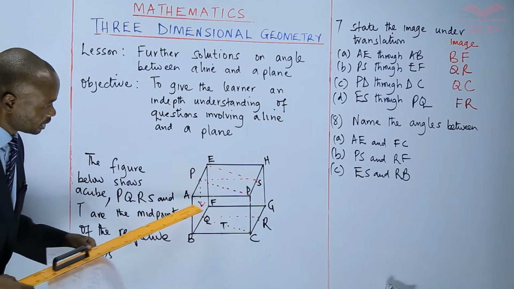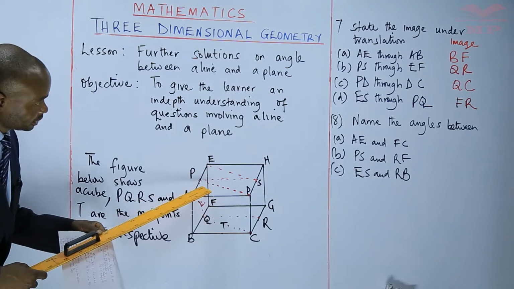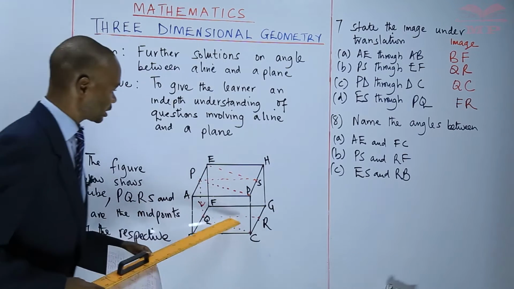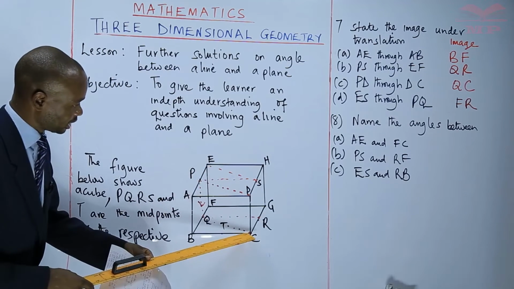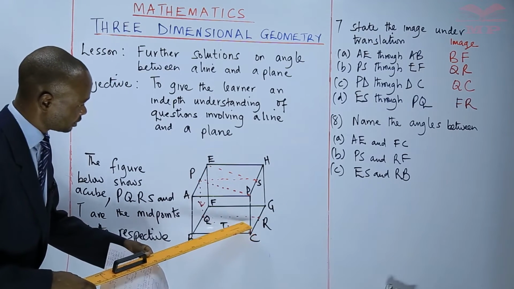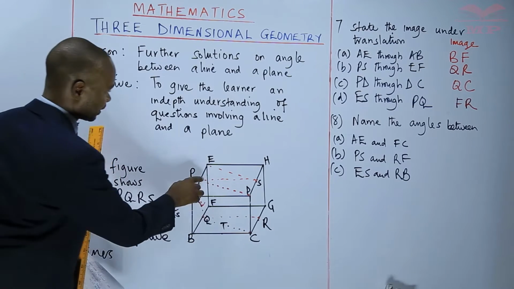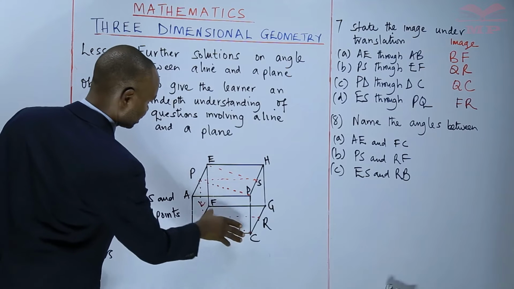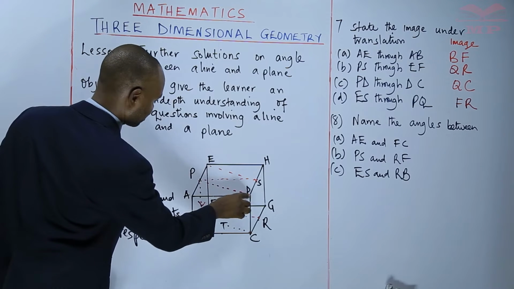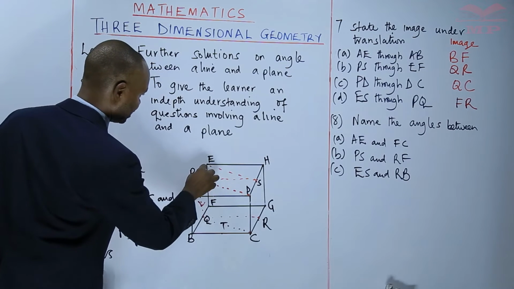They talked of AE and FC. So it is FC that I'll move to that plane. I'll move FC up to the plane belonging to AE. FC will come somewhere here, and you'll end up with angle AED.